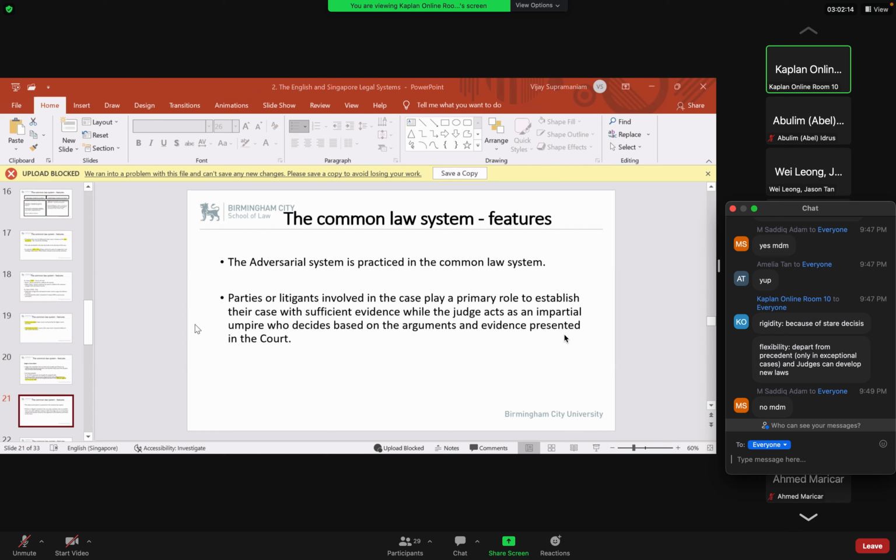Now, the next feature of the system is the adversarial system. But today is the first class, so I've given you all the historical reasons and so on. So I'm going to ask you to read up. I'm going to give you homework.